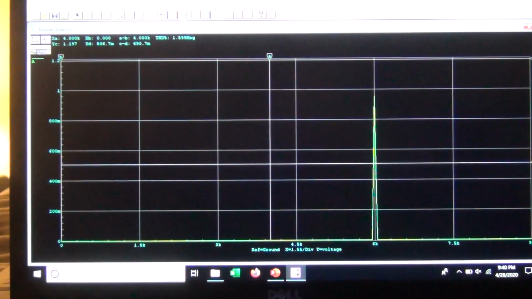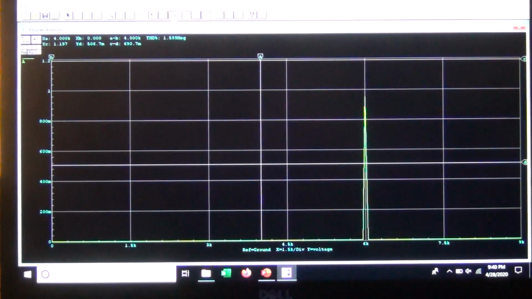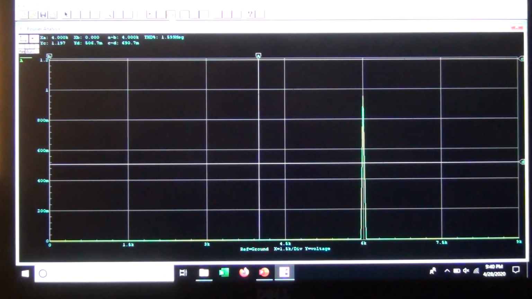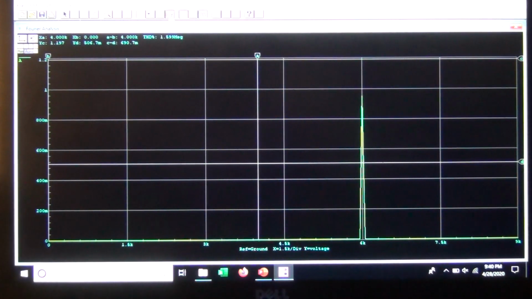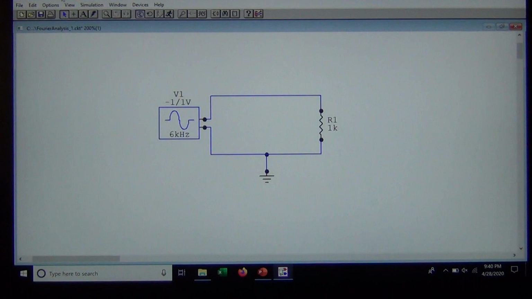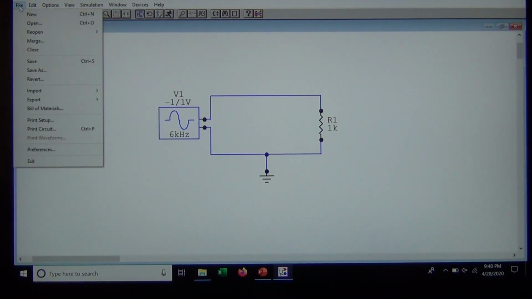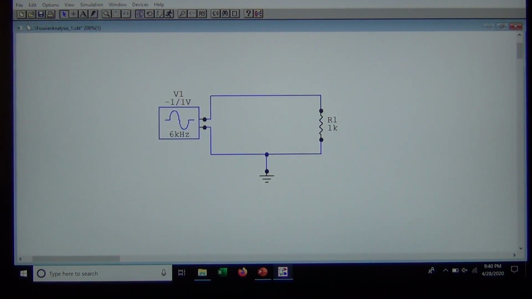So the Fourier analysis allows you to see what frequencies are in the signal. And of course it's just a sine wave, so nothing exciting. So I'm going to stop that. I'm going to go and load up my next circuit.